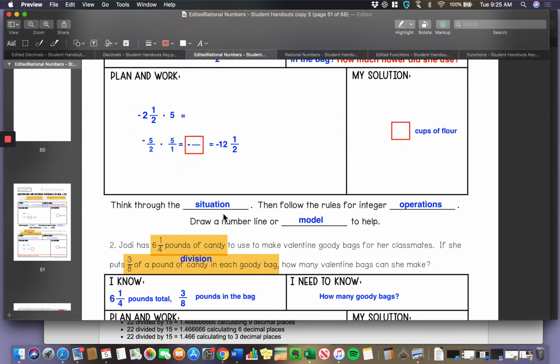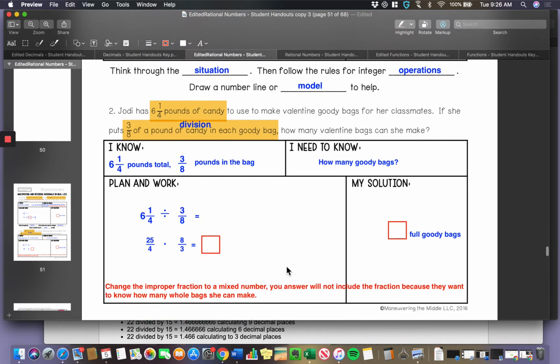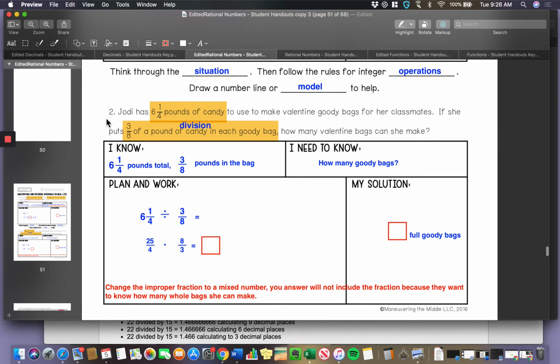All right, think through the situation, then follow the rules for integer operations. Draw a number line or model to help, if you would like to do that, but I am setting you up down here. For number 2, Jody has 6 1/4 pounds of candy to use to make Valentine goodie bags for her classmates. If she puts 3/8 of a pound of candy in each goodie bag, how many Valentine bags can she make?